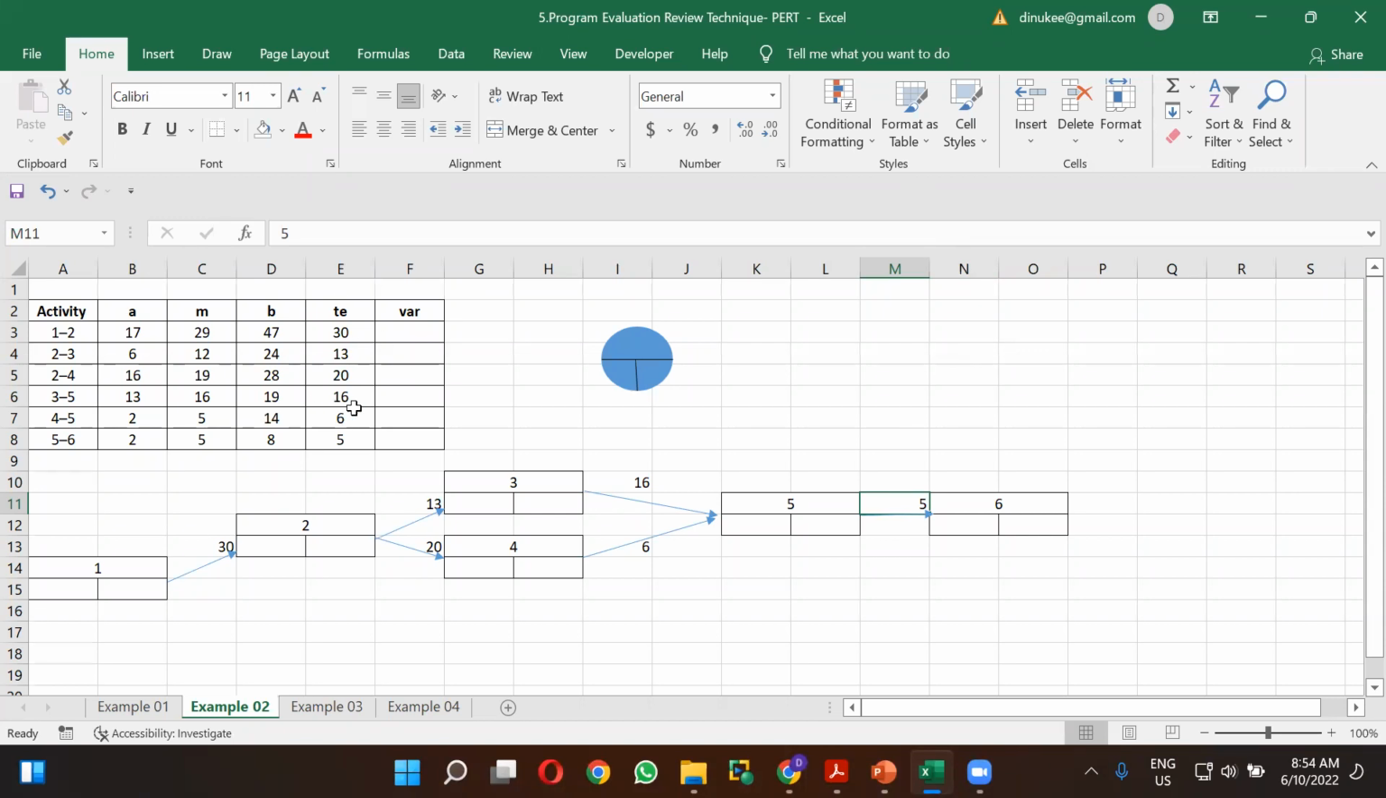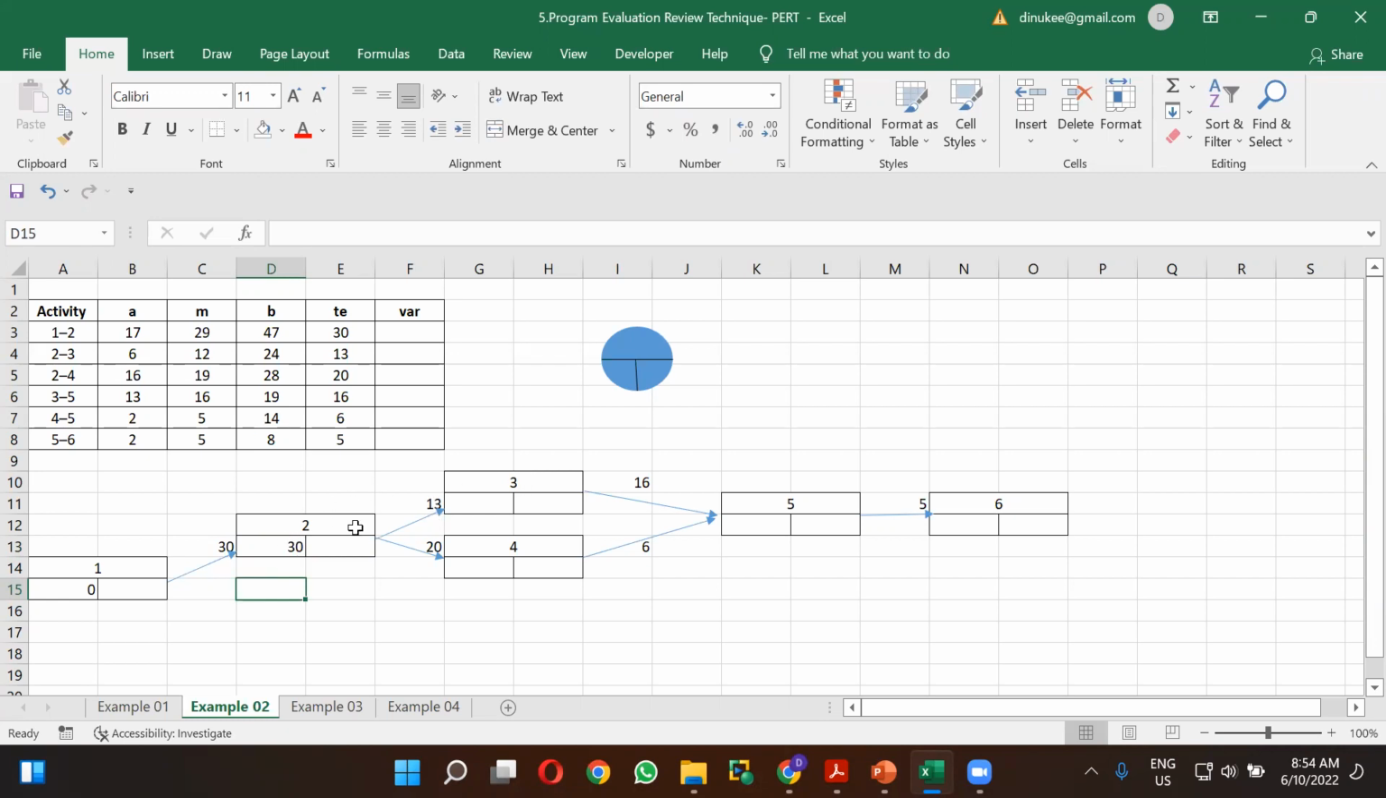After calculating the expected times, you have to put them above the arrows, right? Then you can calculate the expected times. For the first activity, at the initial stage, the start is 0. To that 0 you add this 30, and the early start time for activity 2 is 30. This is what we did in developing the project network. This 30 is going to the third activity as well.